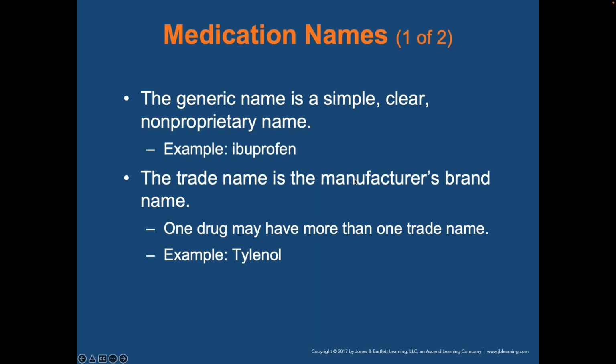All right, so let's talk about medication names. These are always the fun ones, right? Like Tylenol and acetaminophen, same thing, just a trade name versus a generic name. So the generic name is a simple, clear, non-proprietary name, for example, acetaminophen or ibuprofen. The trade name is the manufacturer's brand name, like Tylenol versus acetaminophen, or Narcan versus naloxone.